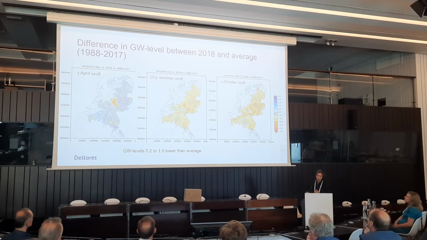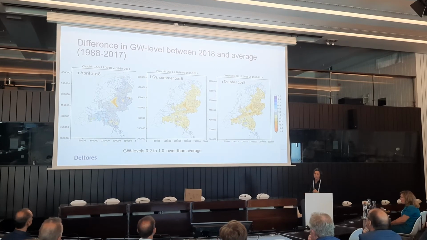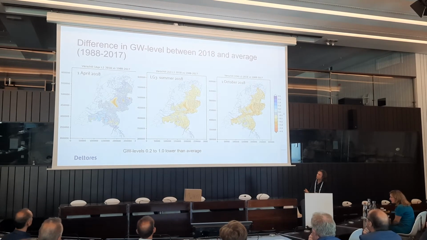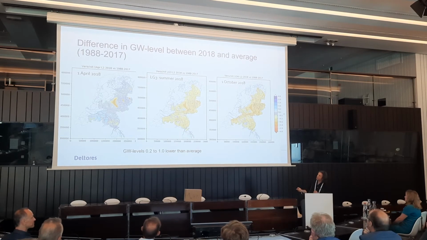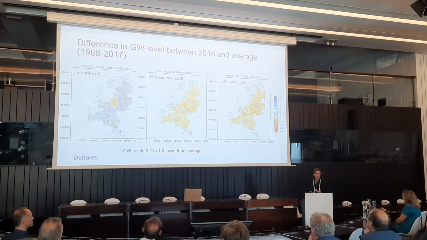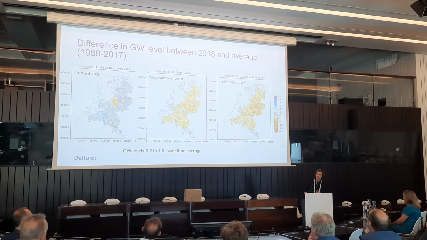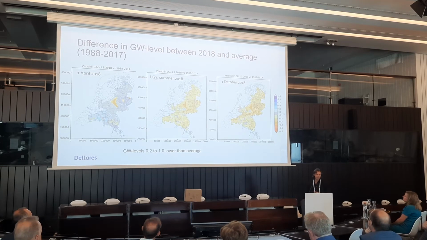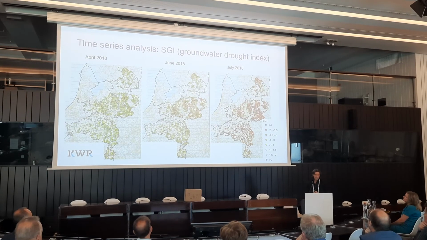Now, if you go to the groundwater system, also calculated, you see here the difference between 2018 and the average of 30 years. In April, you see a lot of gray, and nothing is happening yet. But in the summer, in the entire area, we find groundwater levels which are 20 centimeters up to 1 to 1.5 meters lower than on average. And it was still so in October, and also November and December. The same we saw in the time series.